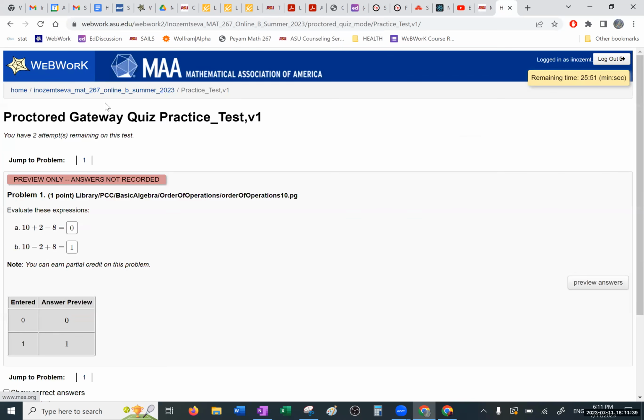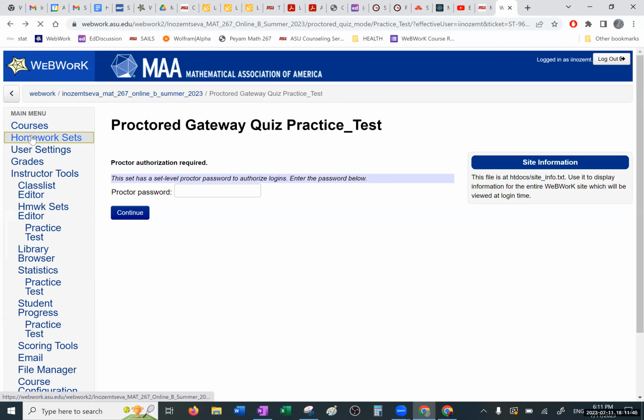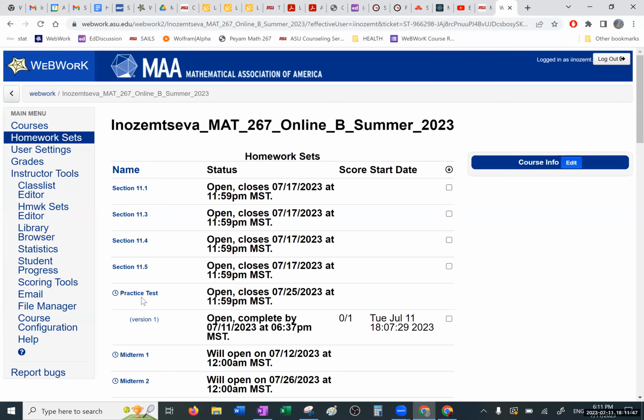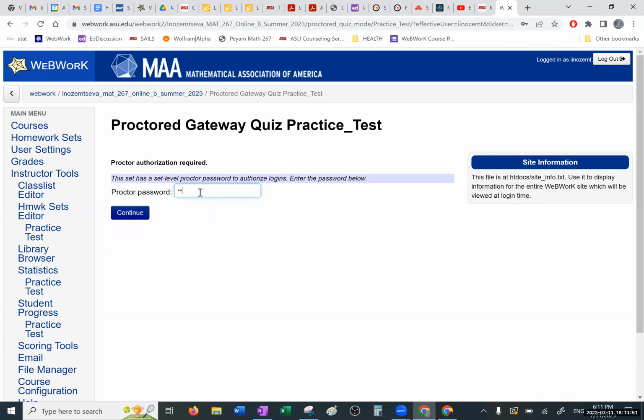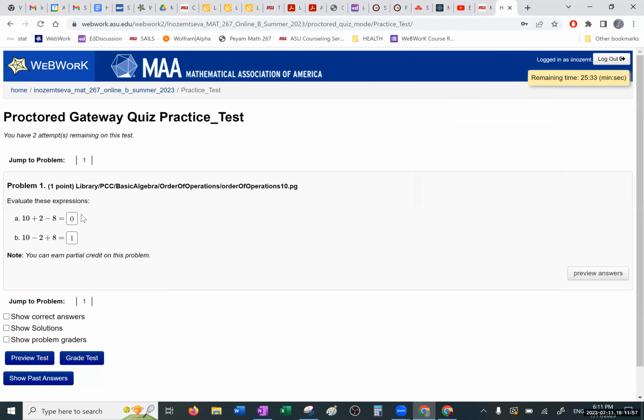Let me try to do it again. So as a student, I go to homework sets, and now I see there's a practice test. Here it is. And I'm going to take it. The password I put is 123. And then I'll put some answers, something not correct to see how it works, and then 16 correct to see how it works.